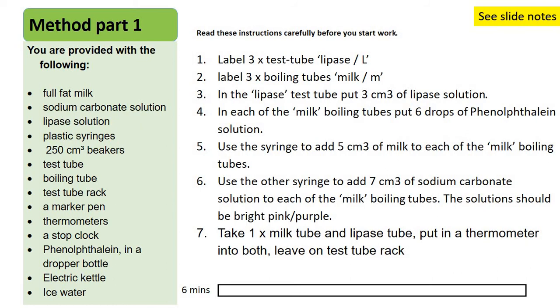Okay, so here's our list of equipment. The full fat milk, sodium hydrogencarbonate solution, which is going to provide that alkali solution. Okay, that's important. Lipase solution, plastic syringes, beakers, test tubes, boiling tube, test tube rack, a marker pen, thermometers, stop clocks to measure the time, the phenolphthalein in a dropper bottle, and that's going to give us our indication of a pH change, electric kettle, and ice water.